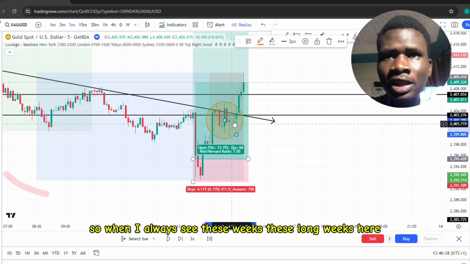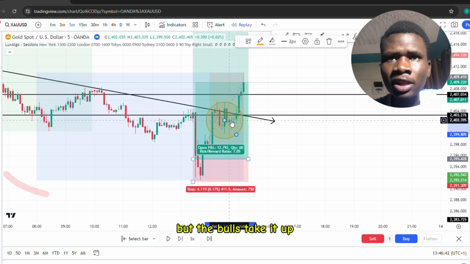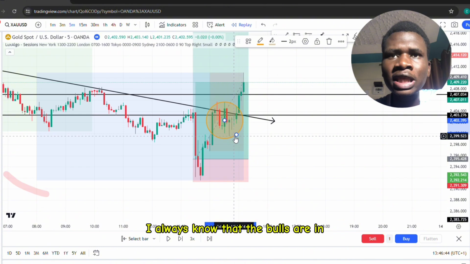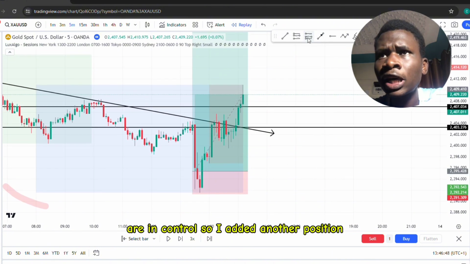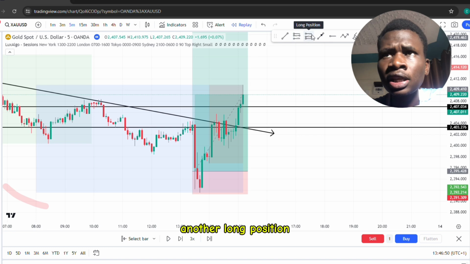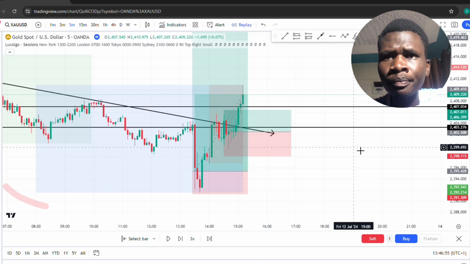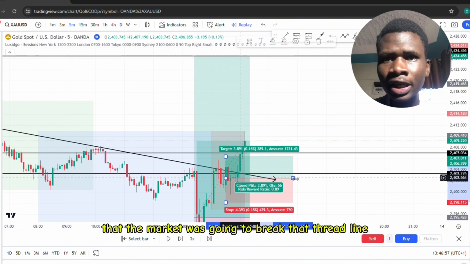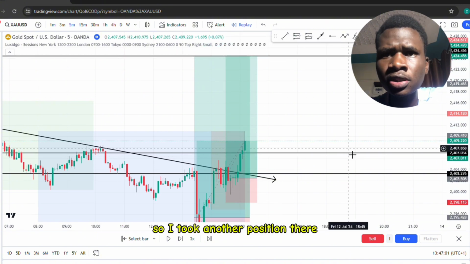So when I always see these wicks, these long wicks here towards the downwards, but the bulls take it up, I always know that the bulls are in control. So I added another position, another long position at this point. I was so confident that the market was going to break that trend line. So I took another position there.